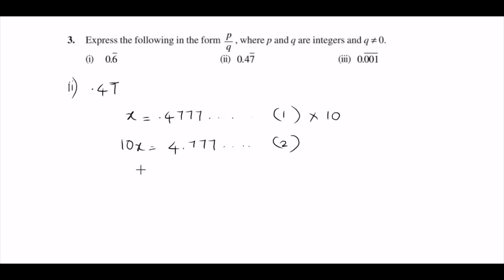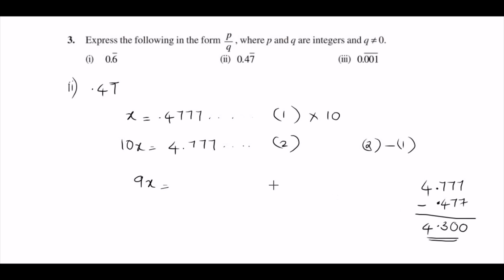Now you have to subtract. Subtract the first equation from the second equation. So 10x minus x is 9x. And 4.777 minus 0.477. When you are writing this, you have to take care of the decimal. That is, you have to place it in the correct place, the decimal and the digits. 7 minus 7 is 0. Again 0. 7 minus 4 is 3. And this is 4. So you get 4.3.